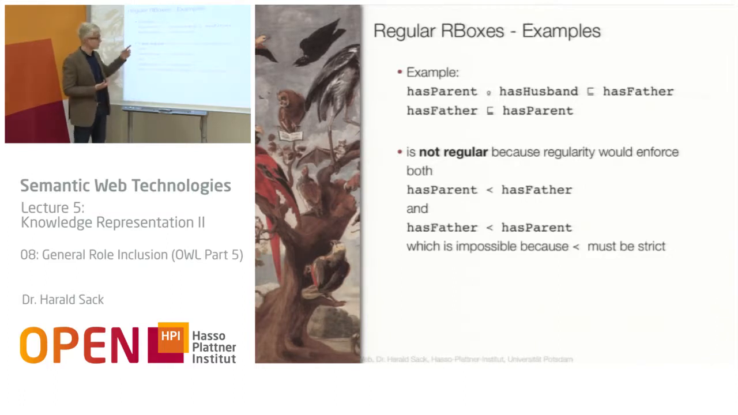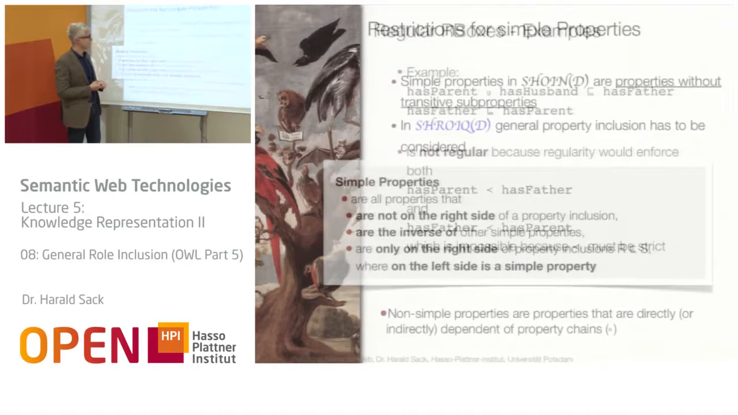Because if you use this, then it will become undecidable. And then the complexity is too high and computation will probably not end. So this is a complicated rule. Whenever you try to use this general role inclusion, these rules have to be obeyed. You can only use roles in the role inclusion that obey these rules of regularity. Otherwise, it would be undecidable or uncomputable.